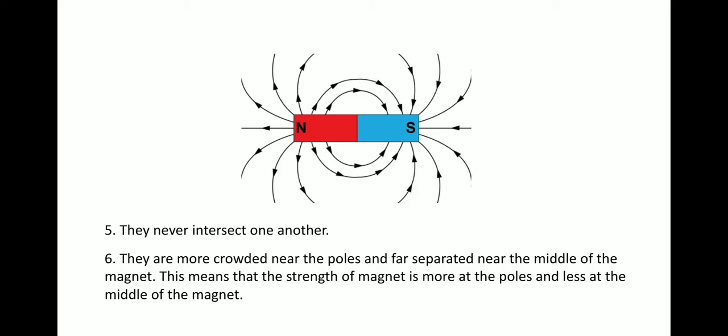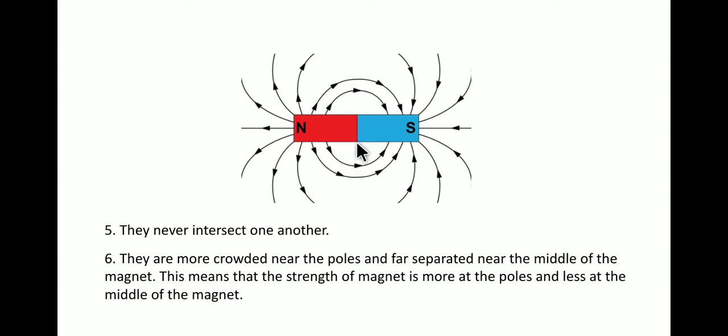And also they are more crowded near the poles. As you can see towards the poles, both at north and south pole, the magnetic lines are more crowded. That means the strength of the magnet is more towards the poles, and the lines are far separated near the middle of the magnet. In the middle portion of the magnet, the magnetic lines are not that crowded and are very far away. So the strength of the magnet is more at the poles, and weaker at the middle.